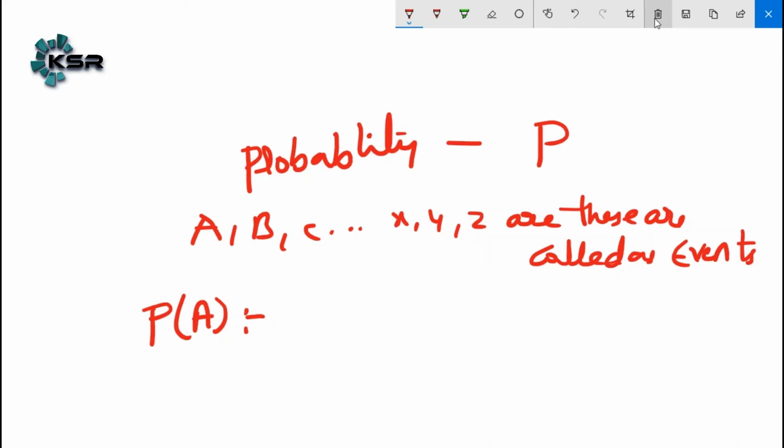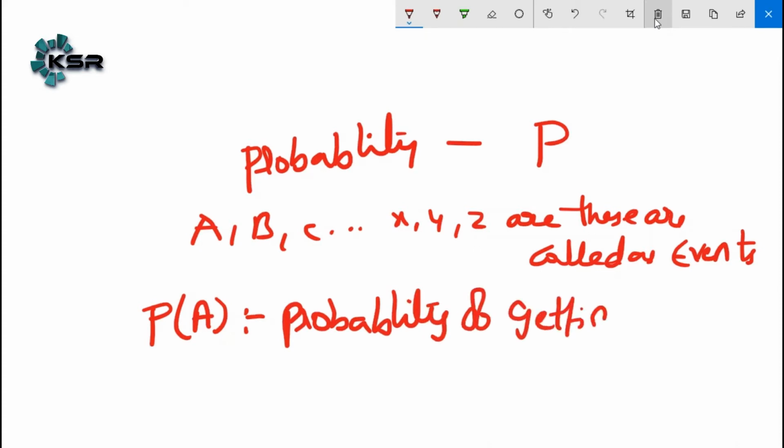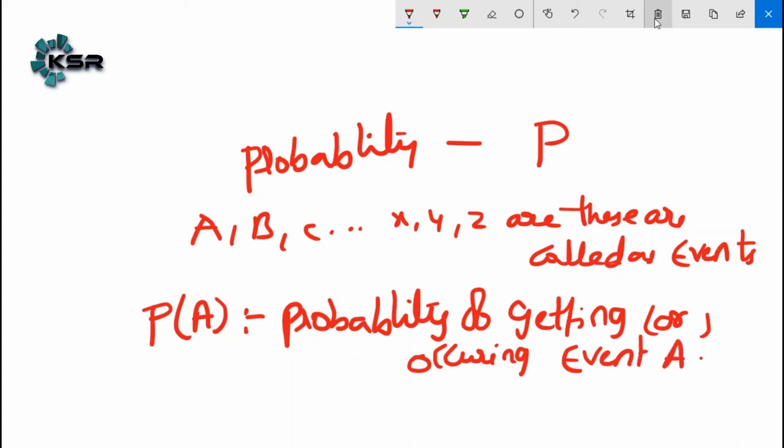Sometimes in an interview they might ask you, can you tell me in layman's terms? At that time, you have to say: P of A means probability of getting or occurring event A. For example, probability of X means probability of getting or occurring event X. Okay.